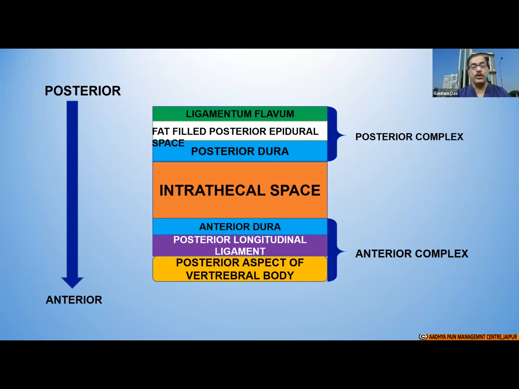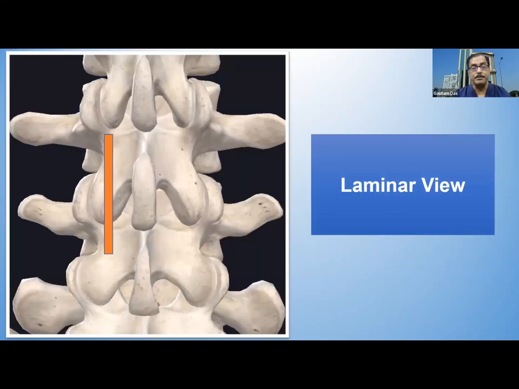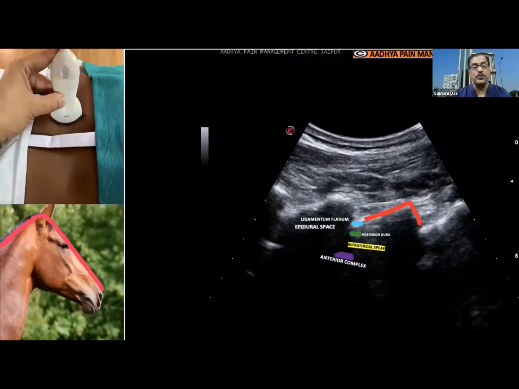Then when we go into the interlaminar space, parasagittal oblique, we'll be able to see these structures: laminar view, and then your parasagittal oblique. This is also called the horse head view. These are the lamina, and again these are the erector spinae muscles. Then we will be able to identify the posterior complex. The posterior complex consists of ligamentum flavum posteriorly and the posterior dura. So these together are called the posterior complex.